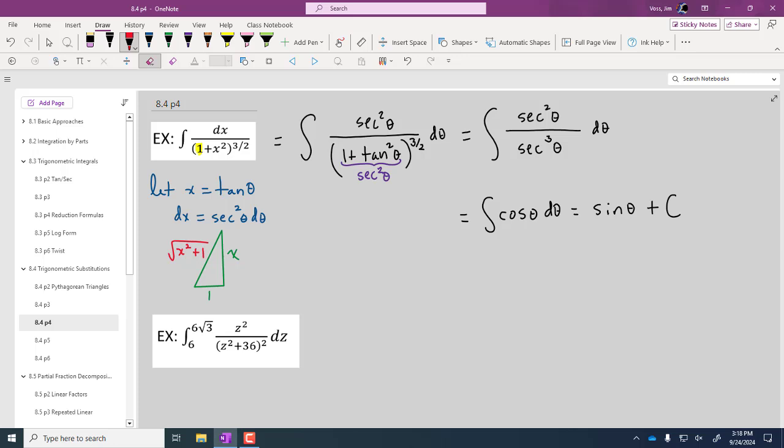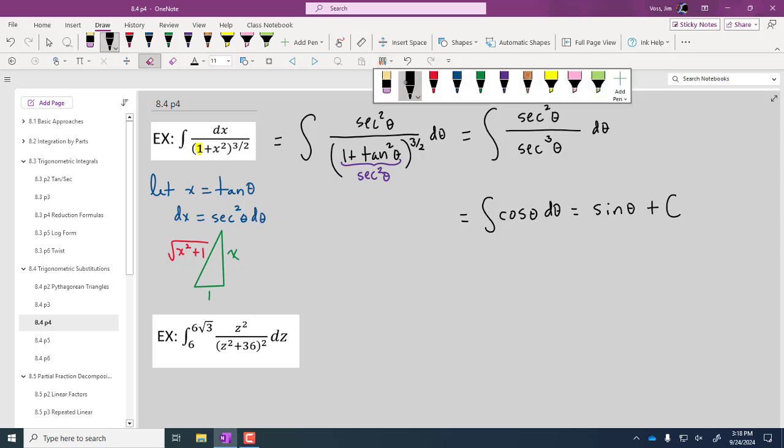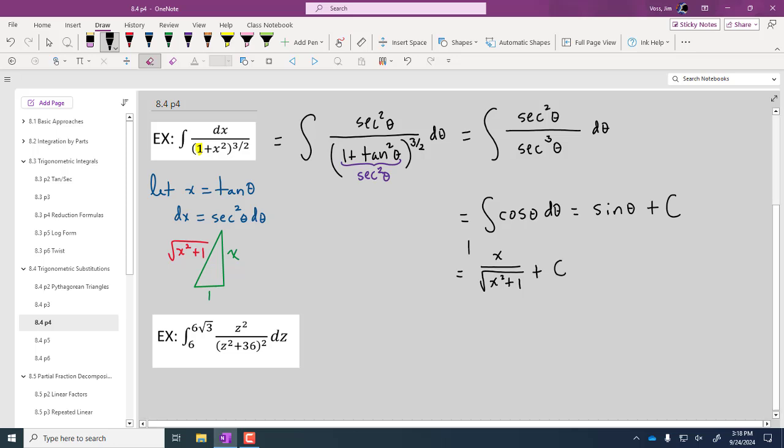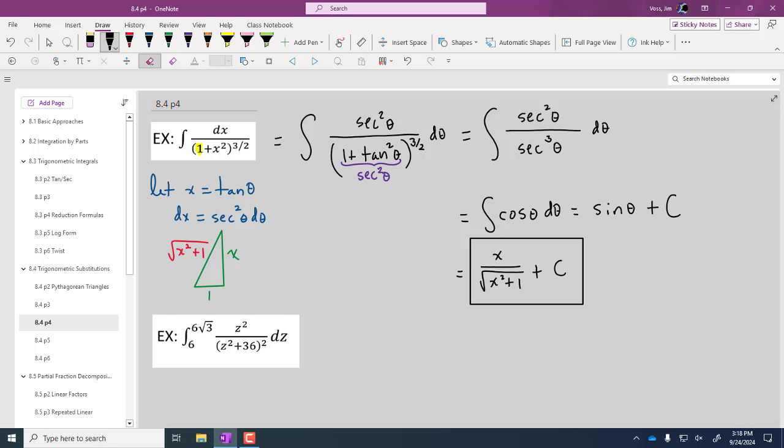All we need is sine of theta. So sine of theta is x over the square root of x squared plus 1. Yeah. See, that's pretty easy to use that.